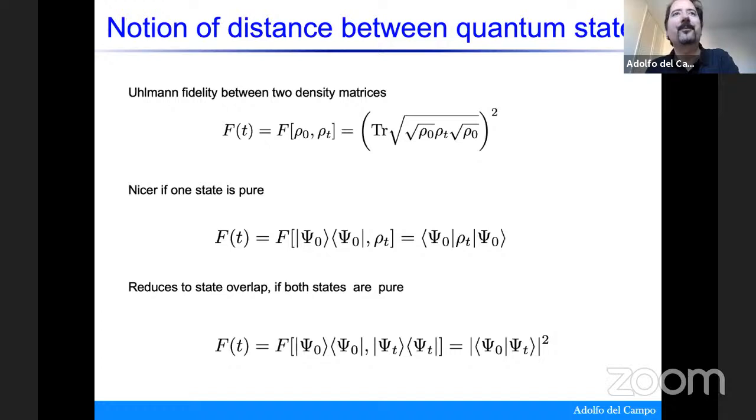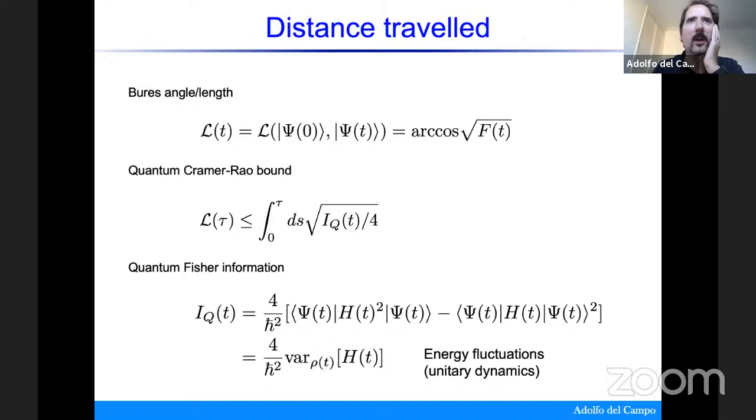Good. So this is something we will need to somehow be able to measure. And I say that this is not properly a distance. However, if you just take the arccosine of the square root of the fidelity, this is a quantity known as the Bures angle or the Bures length. It essentially carries the same information. Yes, this happens to be a distance from the point of view that it vanishes if the two states are equal, is symmetric in the arguments, and fulfills the triangle inequality. So it has all the nice properties.